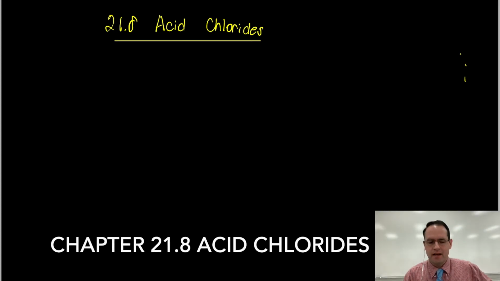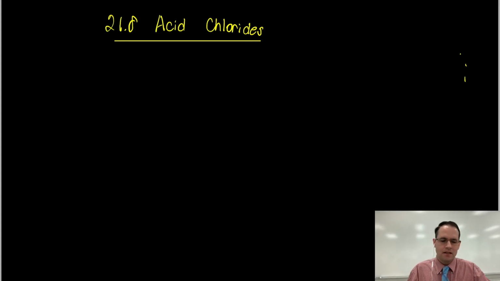Section 8 deals with acid chlorides, okay? And there's pretty much only one way you can make acid chlorides as presented in the textbook, and that's a pretty good reaction, fairly universal, okay?